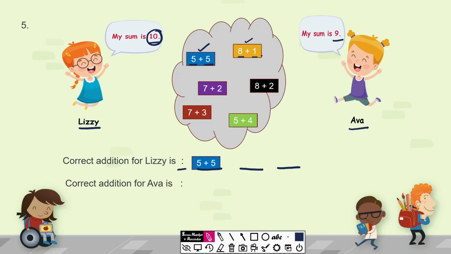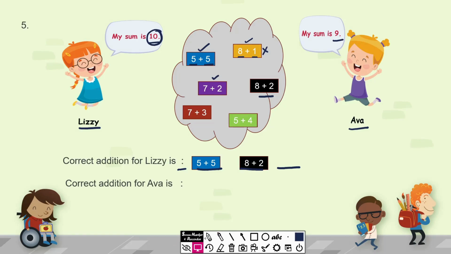8 plus 1 is equal to 9. Yes, this is not equal to 10. Okay, 7 plus 2 is equal to 10? No. 8 plus 2 is equal to 10. Yes, 8 plus 2 is equal to 10. Very good. You all are doing correct.